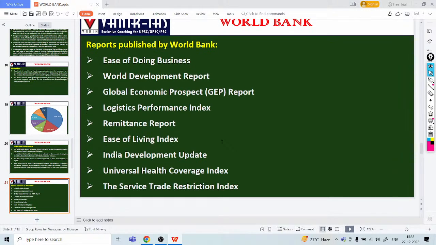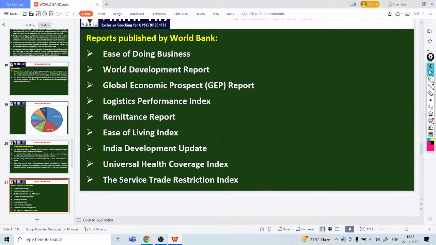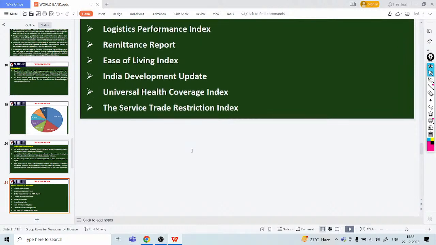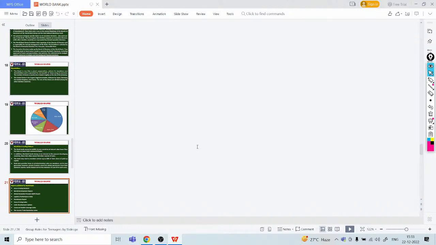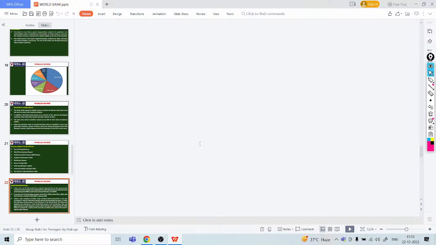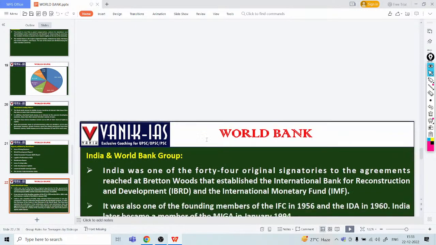Reports are published, like Ease of Doing Business. This is an important, really important view. The World Bank publishes reports like Ease of Doing Business, World Development Report, Global Economic Prospects Report, Logistics Performance Index, Remittance Report, Ease of Living Index, India Development Update, Universal Health Coverage Index, and the Services Trade Restrictions Index. So these are all publications of the World Bank, and they are taken globally. A World Bank publication means it has much significance.